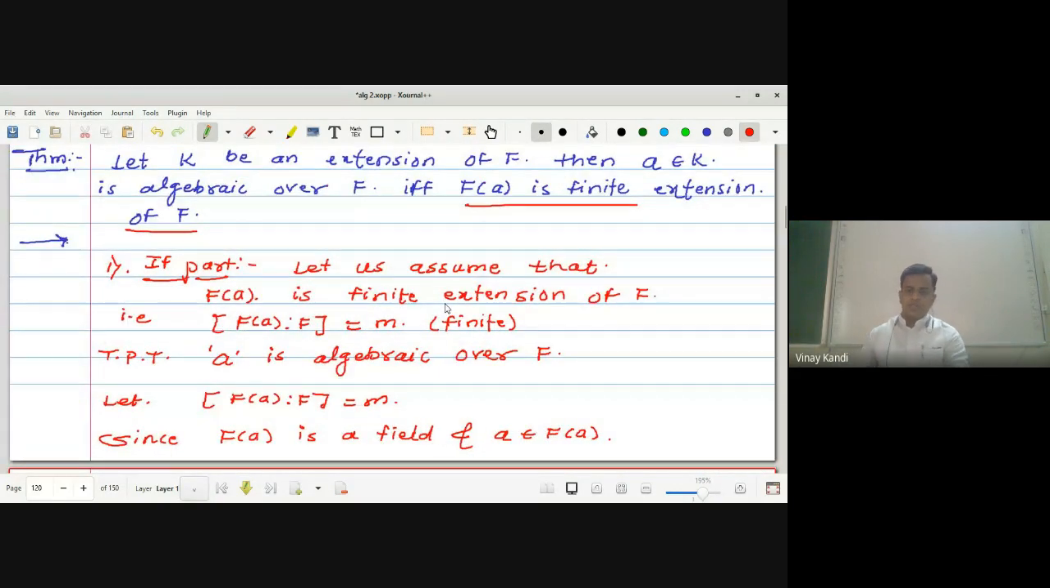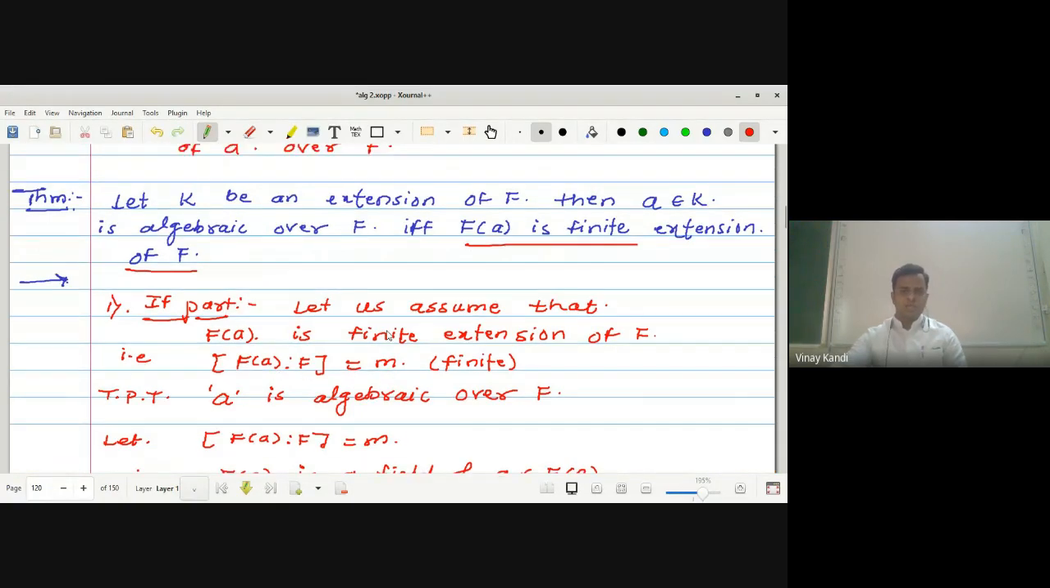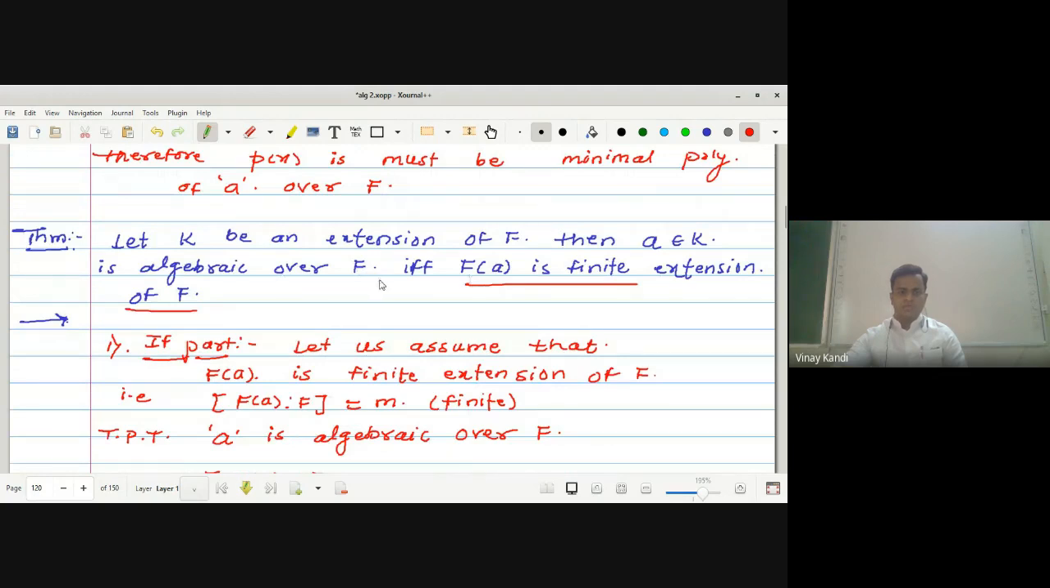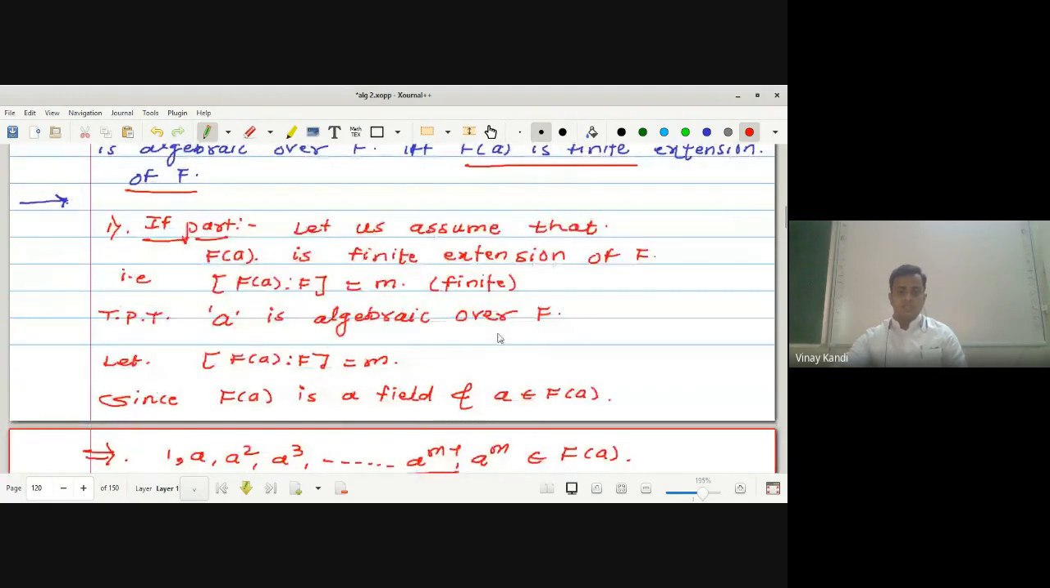पहा पुन्हा एकदा घोळ होण्याची शक्यता आहे. Let us assume that F(a) is the finite extension of F. फायनाइट एक्सटेंशन ऑफ F म्हणजे काय, डिग्री ऑफ F(a) over F फायनाइट असेल. To prove that a is algebraic over F, a हा algebraic over F दाखवायचा. ओके, algebraic over F म्हणजे असा एक पॉलिनॉमियल exist होतोय F वर, जो a सॅटिस्फाय करेल.